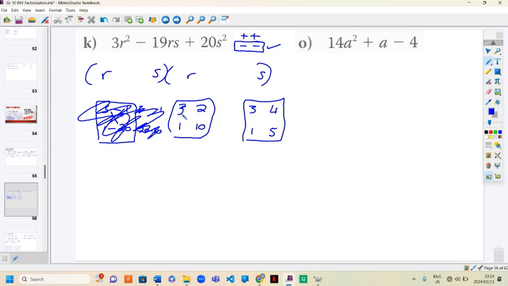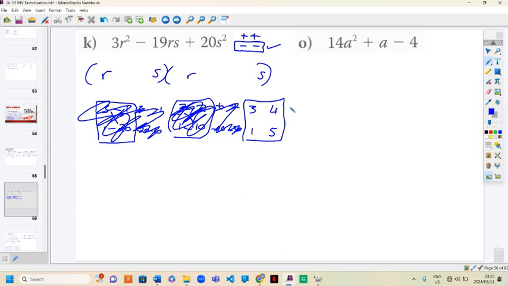Let's try this one. 3 times 2 gives me 6, but it needs to be negative. And 1 times 10 is 10, and negative. That's going to give me negative 16. That's kind of close, but not quite. So let's try a different one. 3 and 10 gives me 30, negative. And 1 times 2 gives me 2, negative. So negative 30 and negative 2 gives me negative 32. That's too big, so I know it's not going to be this box.